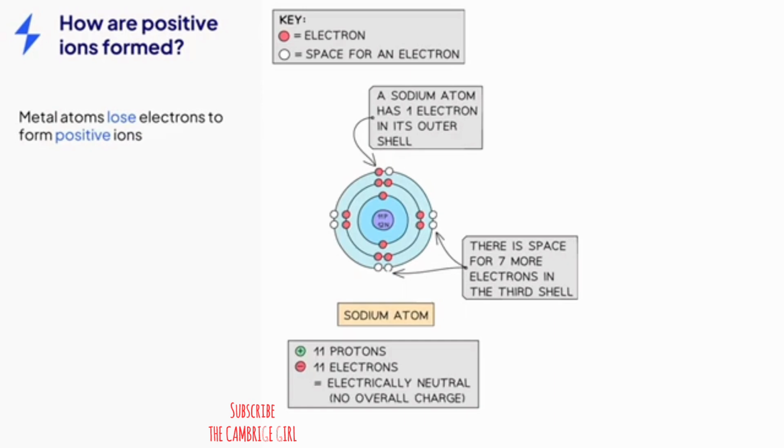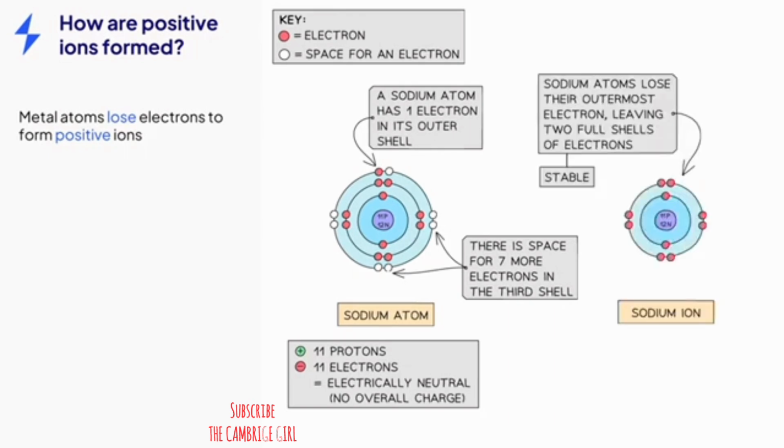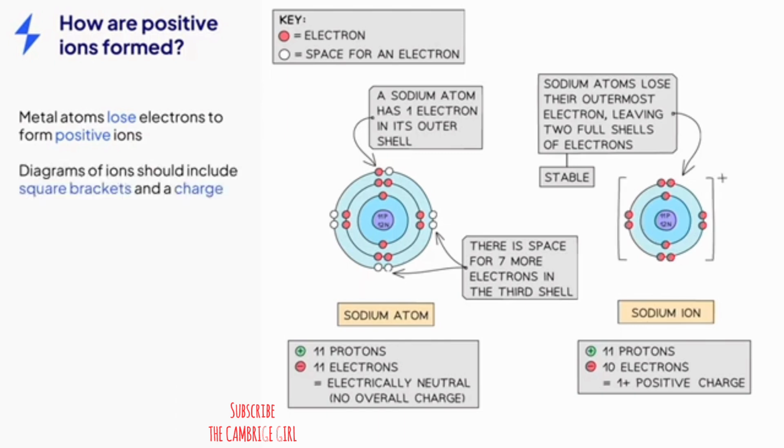It actually requires less energy to lose an electron than to gain 7 more electrons, so sodium loses its outer electron to form a sodium ion. As you can see, the sodium ion has no third shell, but a full second shell. It still has 11 protons, but now it only has 10 electrons, so it has 1 more proton than electrons, and therefore it will have a charge of 1+. We show the charge by putting square brackets around the ion. This indicates that the charge is spread evenly across the ion, and the charge is just outside the bracket in the top right-hand corner.